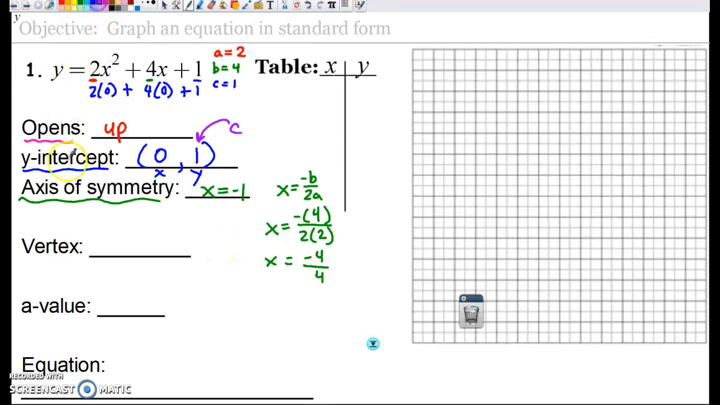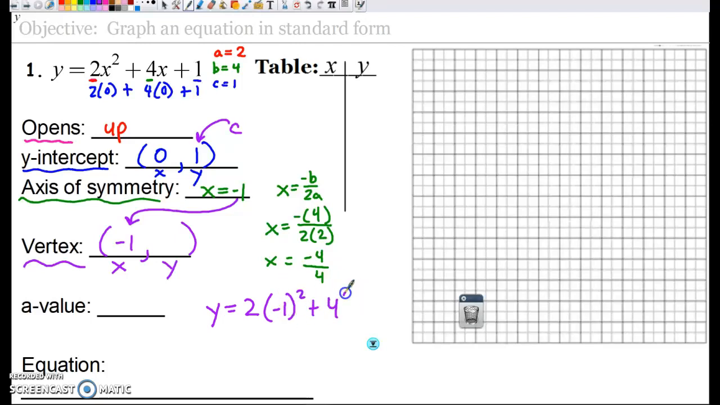Find the vertex now. The vertex of a parabola lies on the axis of symmetry. So what is the x value? Well, it's negative 1. The same value from the axis of symmetry goes in for x. To find the y value, I have to use substitution into the actual equation. So y equals 2 times negative 1 squared plus 4 times negative 1 plus 1. I use the exponents first by the order of operations. Negative 1 squared is positive 1. 4 times negative 1 is negative 4, plus the 1 on the outside.